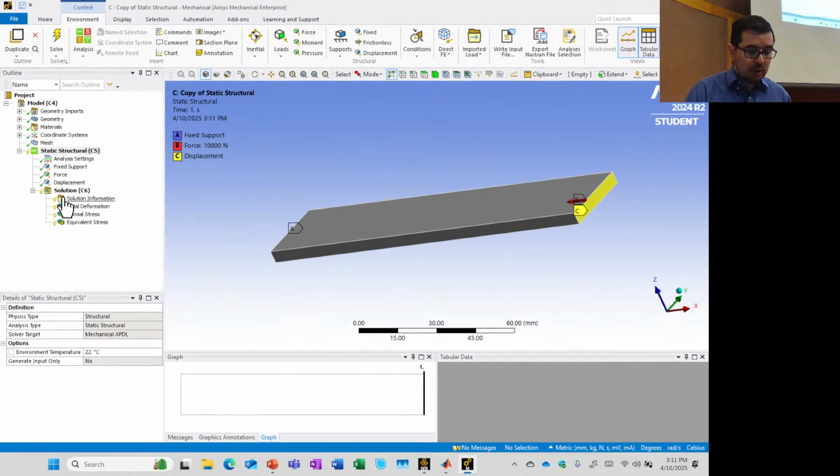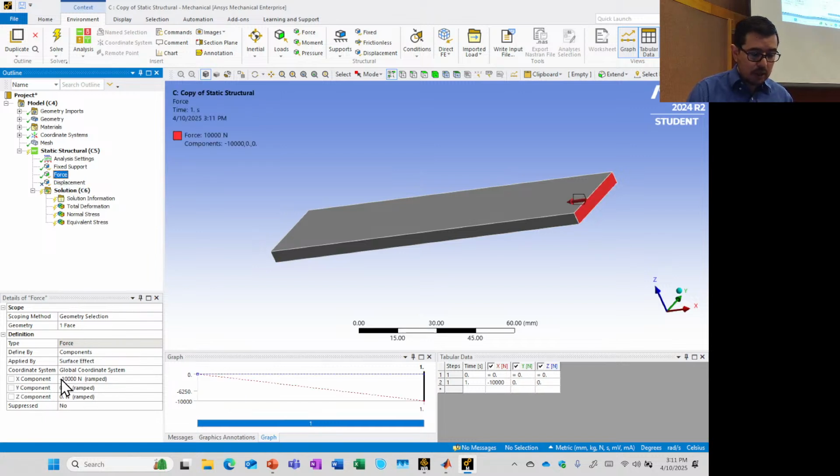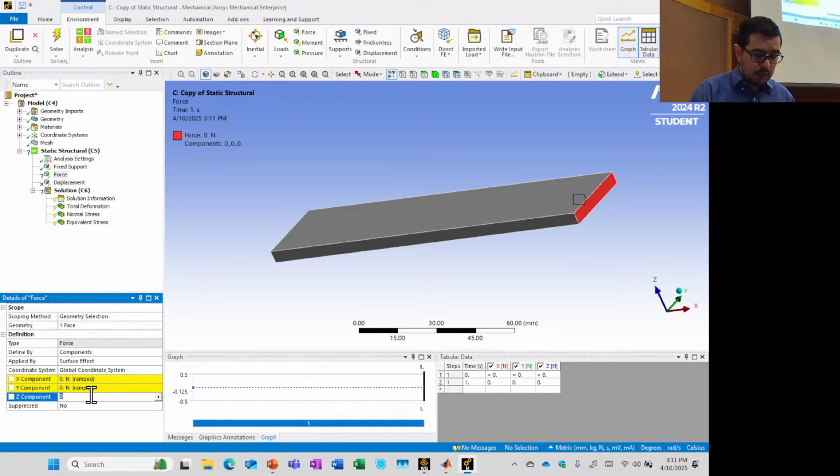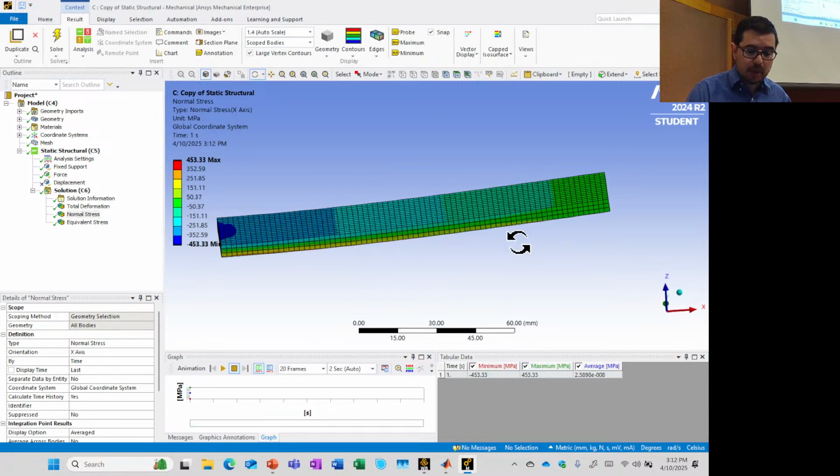Okay. So here, what we'll do is we'll get rid of this displacement constraint, and for the force, we'll change the direction so that it's in the positive z. So we're going to get rid of this, and we're going to put it in the z direction, just like that. Okay, and we can solve this. Okay, and if we look, we have now a beam bending problem.